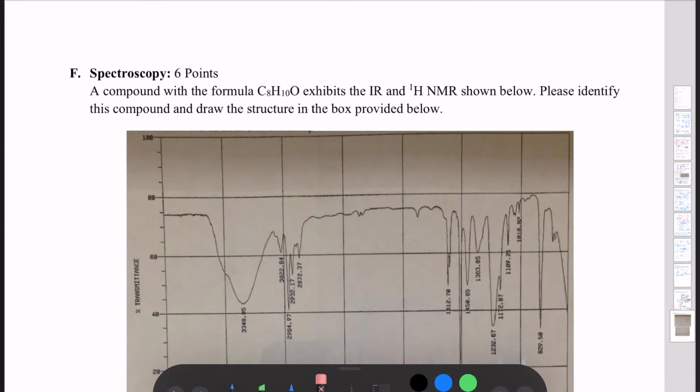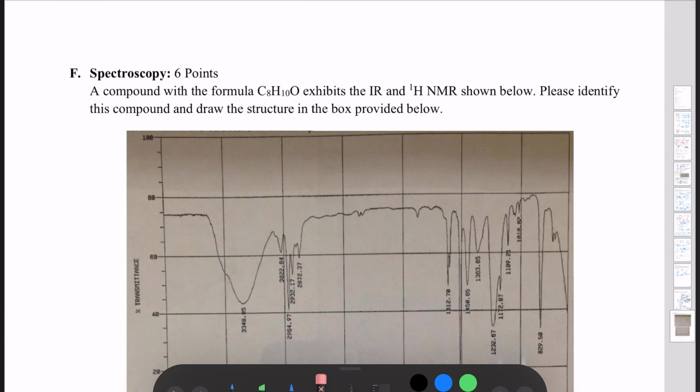For part F, we are given the following question. A compound with the formula C8H10O exhibits the IR and proton NMR spectra shown below. Please identify this compound and draw the structure in the box provided below. So with this type of question, our goal is to determine the molecular structure as noted in the problem. But the first thing we have to do, right, before we jump in and start trying to read the IR spectra or the NMR spectra, is to determine the degrees of unsaturation.